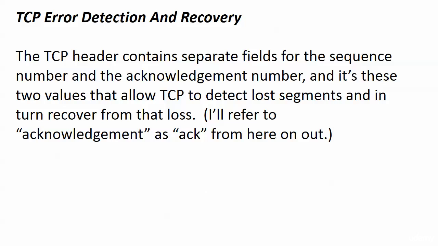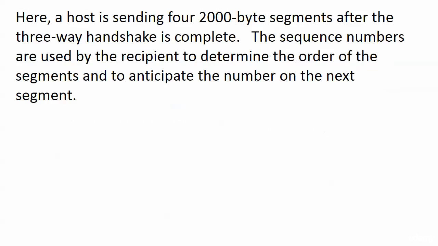But what happens here is that the TCP header, as you'll see in a few minutes when I show you the header, has a lot of fields, so I want to stay here for right now. But it's got two fields, one for the sequence number and one for the acknowledgement number, two separate numbers. And it's these two values that allow TCP to detect lost segments and in turn recover from that loss.